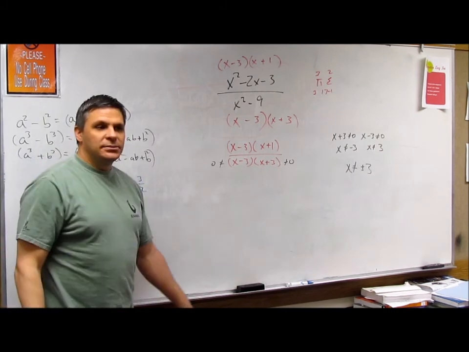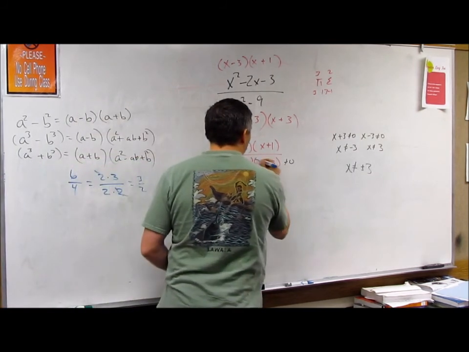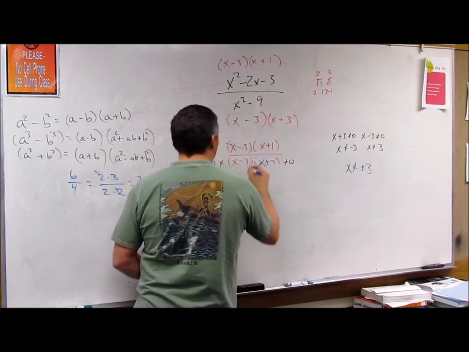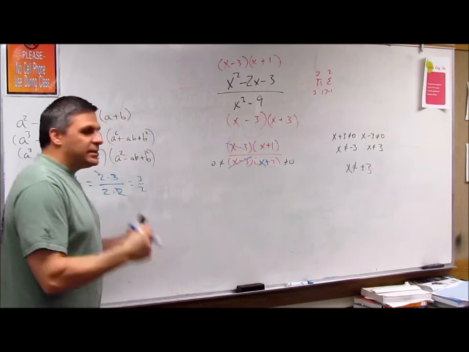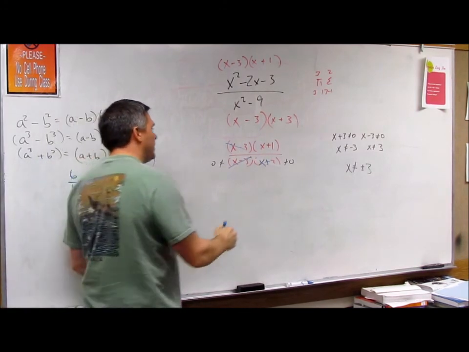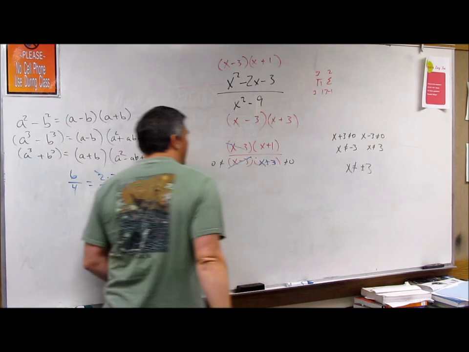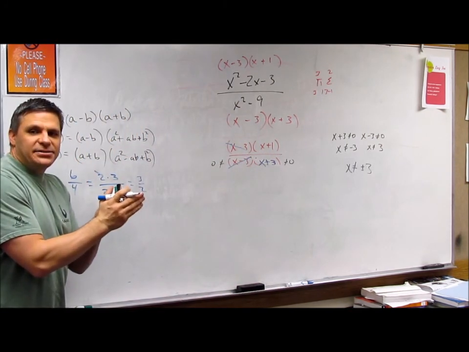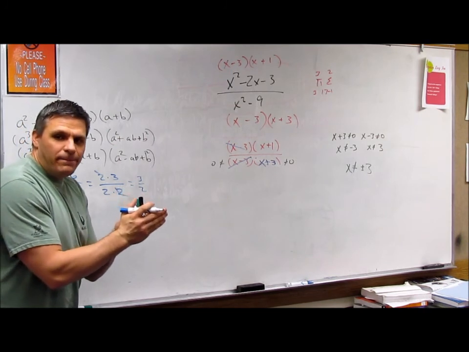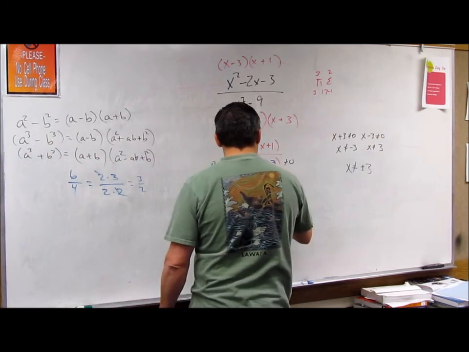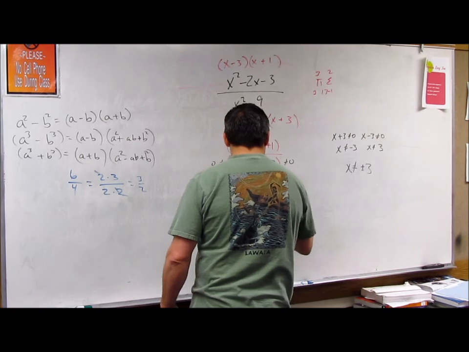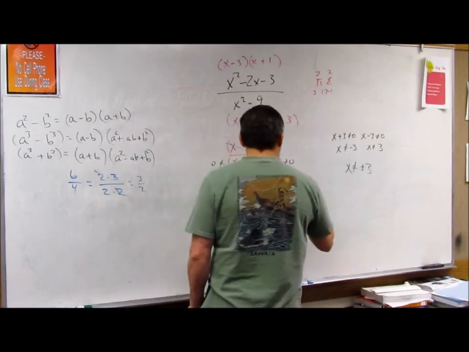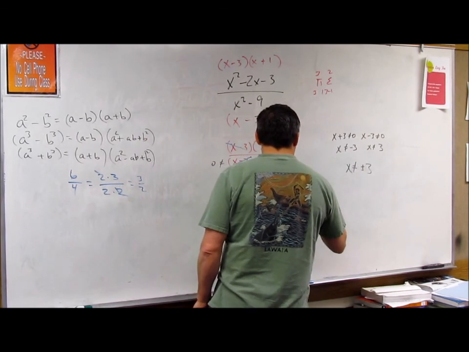Same thing here. Oops, can't do that. Sorry about that. Because they're both minus, x minus 3, x minus 3, I can cancel them out. They're exactly the same. So they cancel. My answer is x plus 1 over x plus 3, where x cannot equal plus or minus 3.